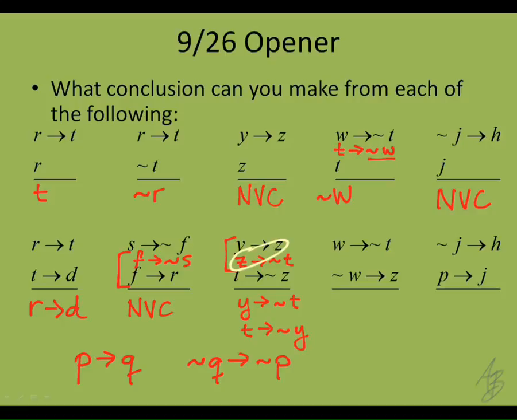Jamie, you get the next one. Can we make a conclusion there? Yes, we can. What are we going to have to do first? Okay, which one do you want to do? Okay, what would the contrapositive of that be? If not Z, then W. Okay. And so you said now we're going to be able to use the law of syllogism because we have that? Okay, and what's the conclusion going to be? If not Z, then not T.